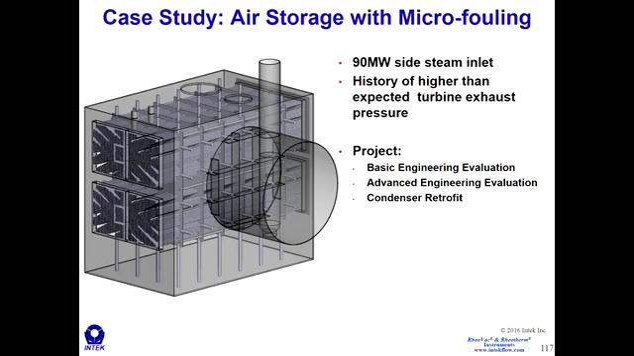This is our first case study. This is a 90 megawatt condenser with a side steam inlet here. It's got a history of higher than expected turbine pressure. And the project we did, a basic engineering evaluation where we identified some performance deficiencies here. Then we installed instrumentation that I just showed on the previous slide, and we implemented a condenser retrofit. So I want to talk about that.